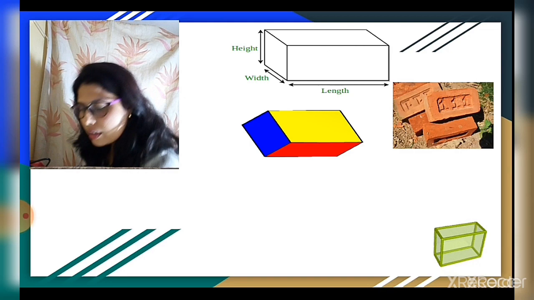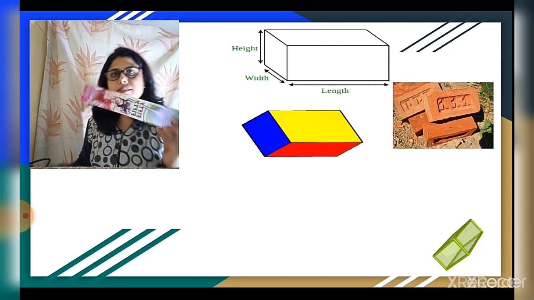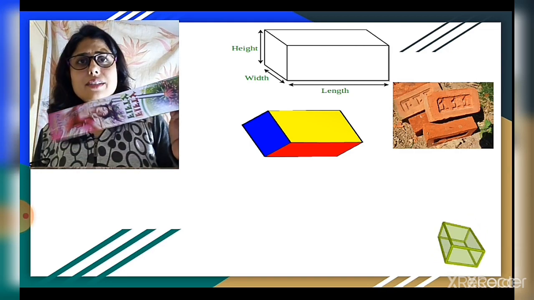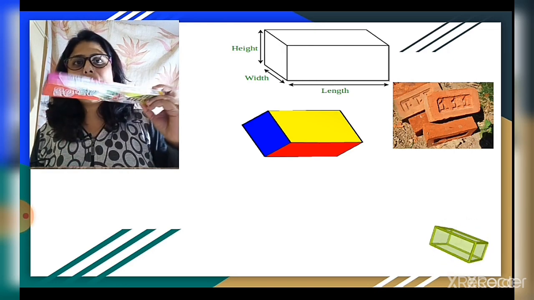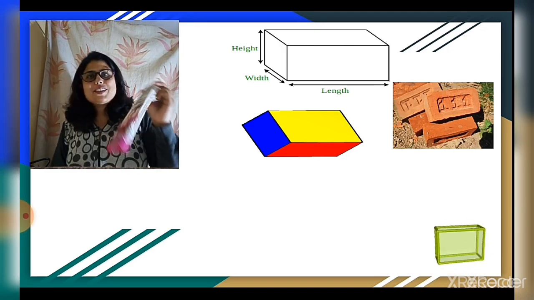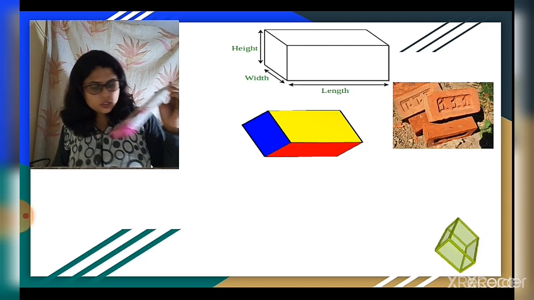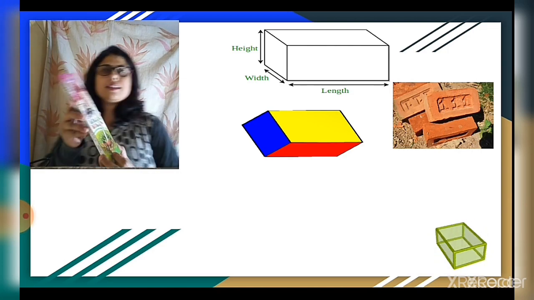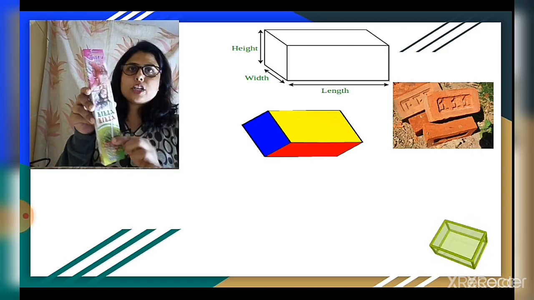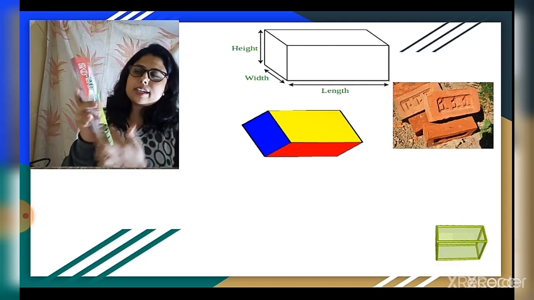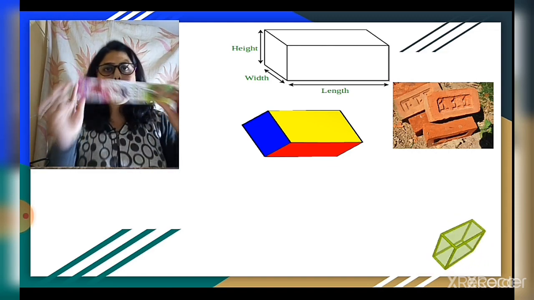Even this is also a cuboid. I think you just burn it during Diwali time, right? This box you got. So this is also a cuboid shape. Again, let's see. This is a rectangle shape. This is a rectangle. This is a rectangle. Means cuboidal shape.